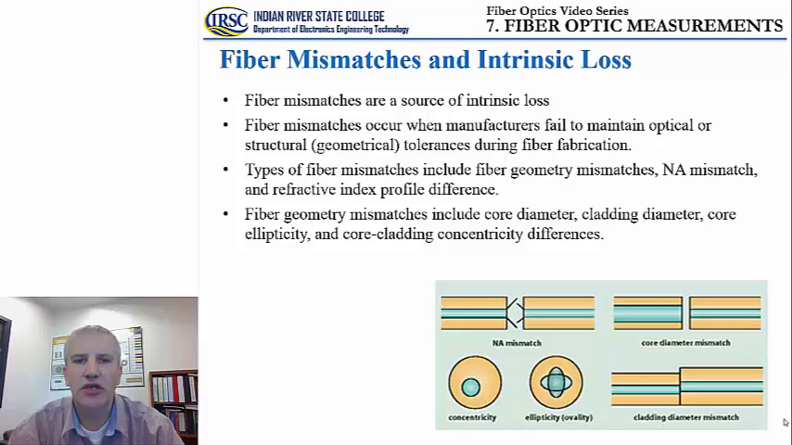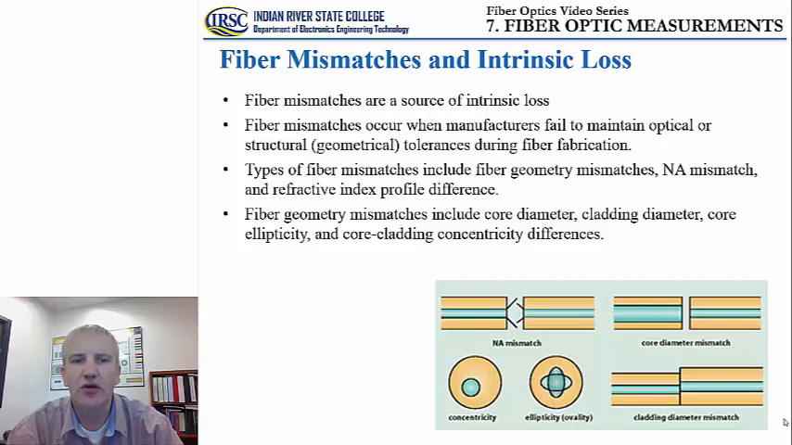Here we are talking about certain fiber mismatches that are a result of a manufacturer's failure to maintain optical or structural or geometrical tolerances during the fiber fabrication. So we are talking about fiber geometry mismatches, numerical aperture mismatch, refractive index profile difference, etc.